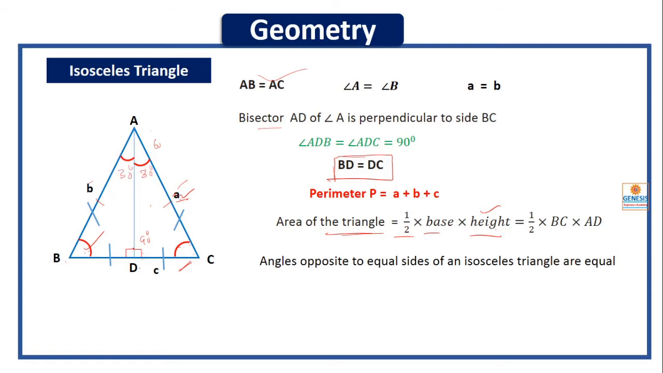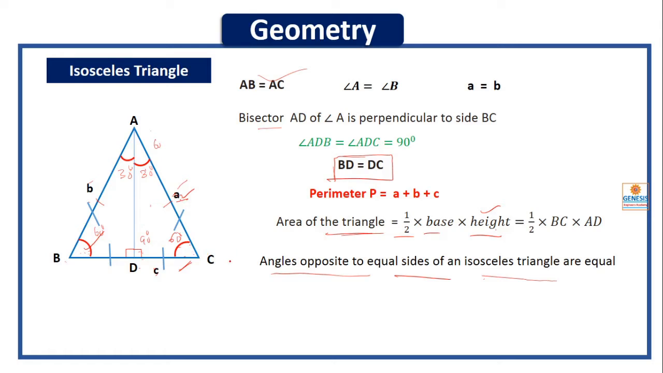Okay, and the angle bisector, this is 90, and the rest is 60 and this is also 60. Hence it is proved: angles opposite to equal sides of an isosceles triangle are equal. So this is 60, this is 60. If AB and AC are equal, these angles are equal. Okay, so this is about the isosceles triangle.